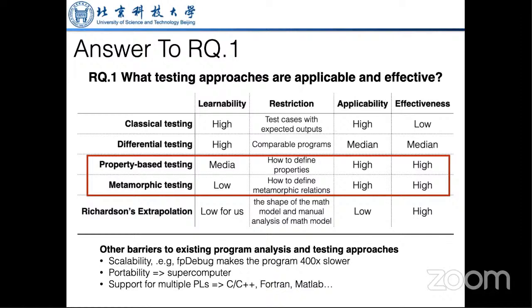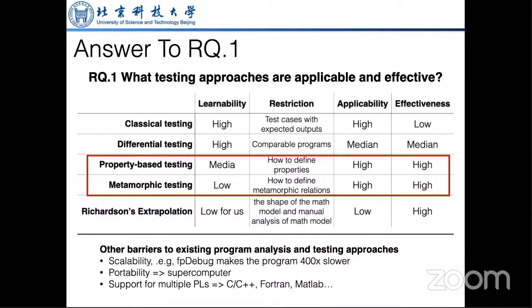Regarding other barriers, the scalability, the portability, and support for multiple programming languages cannot be neglected. Many program analysis and testing approaches cannot be used due to scalability. For instance, we tried to use FPDebug, a dynamic floating point error analysis tool, to examine our programs. However, when FPDebug is turned on, the program becomes around 400 times slower. Since our programs may require thousands of core hours to return a result, FPDebug cannot be used in this situation.